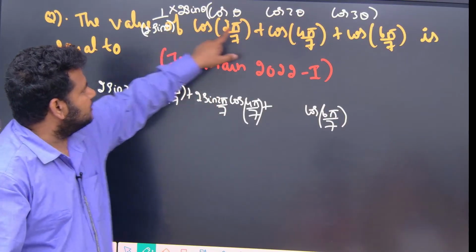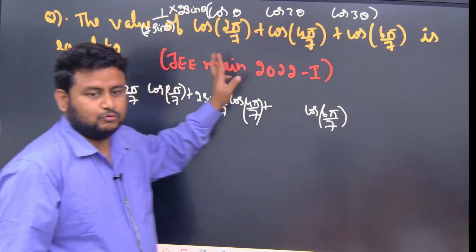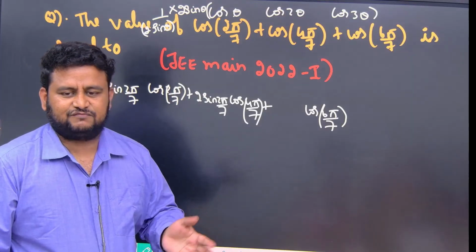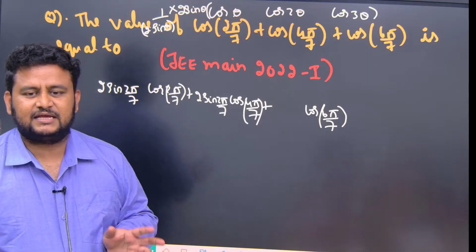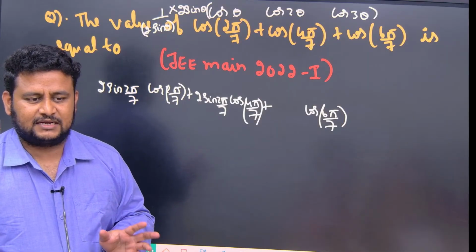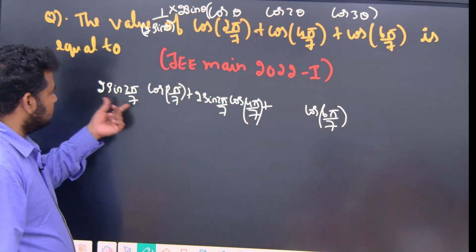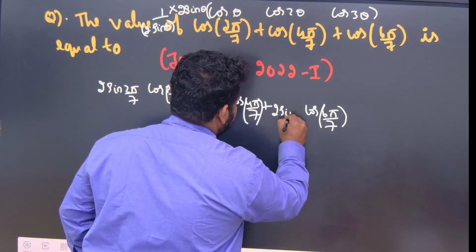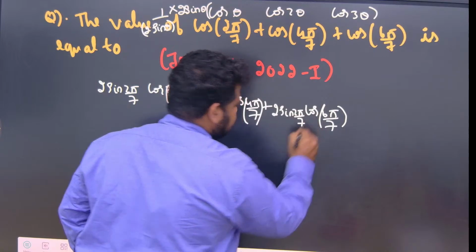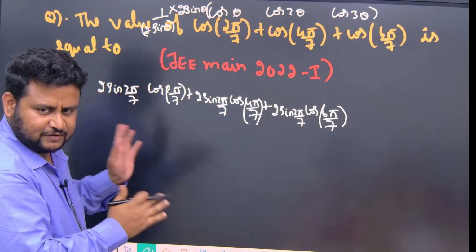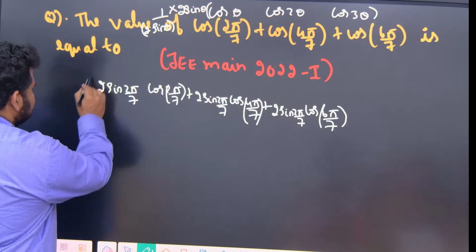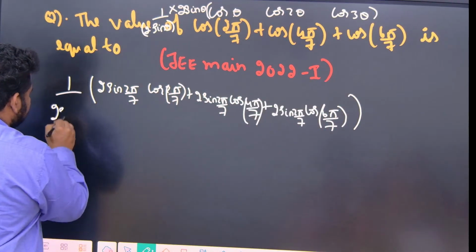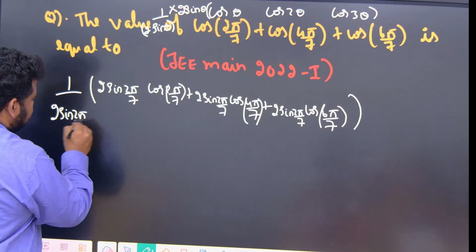You have to multiply by 2 sin theta for each term, because you know that any factorization formula starts with 2 sin A cos B. So you should have 2 sin 2 pi by 7 in each term. When I multiply, definitely I have to divide with this, so I divide by 2 sin 2 pi by 7, that is 1 by 2 sin 2 pi by 7. Very good.